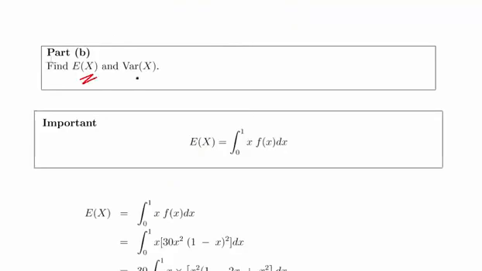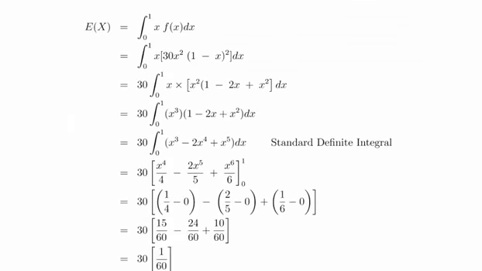So essentially what we have to do now is calculate the expected value of x and the variance of x. The expected value of x is very similar to what we've done previously for calculating the area, but rather than integrating f of x, we integrate x times f of x. That's the only difference there. So it's essentially a definite integral again.